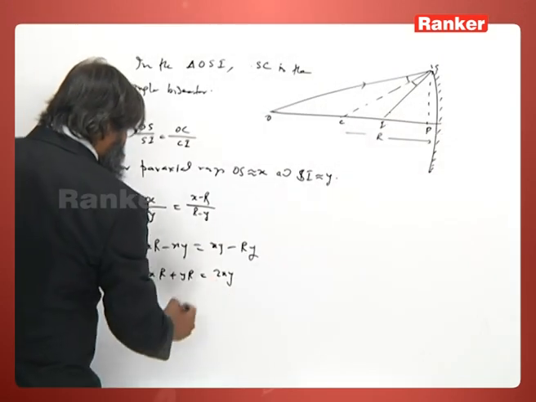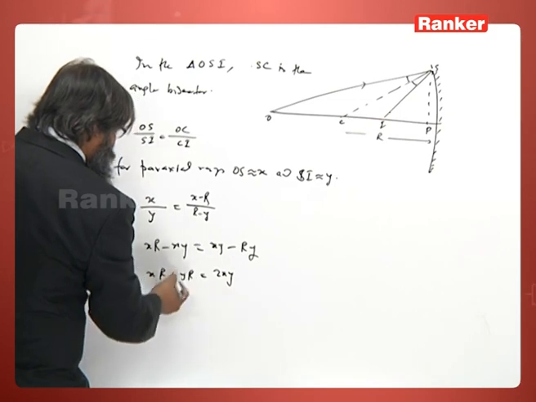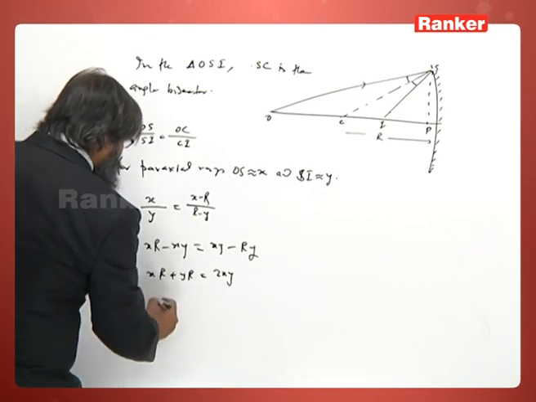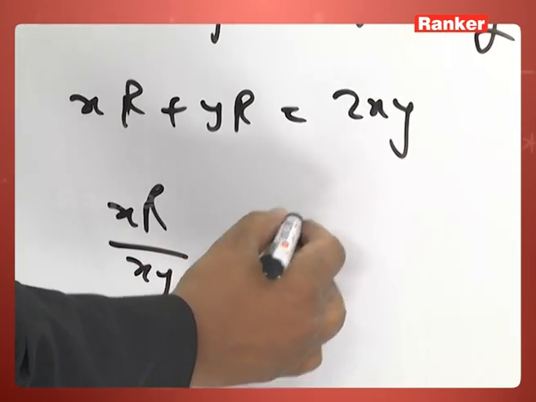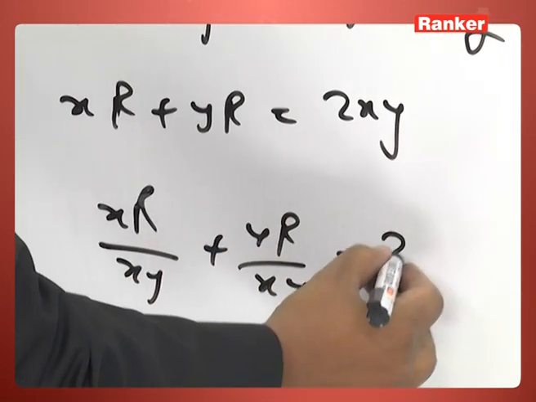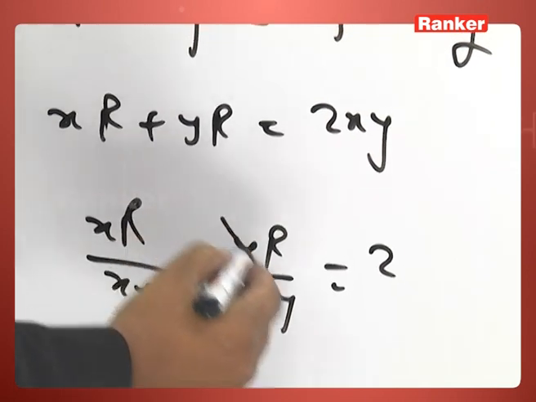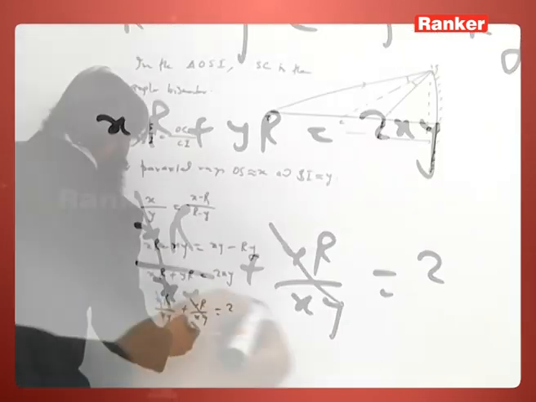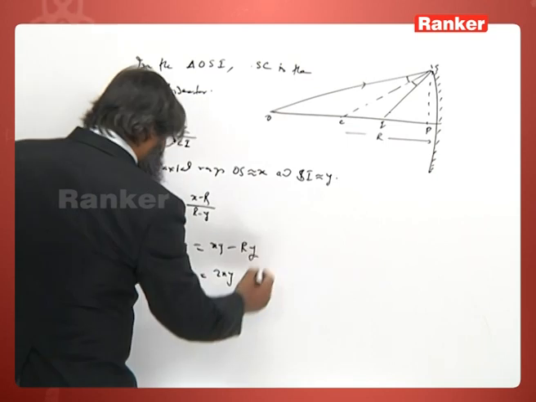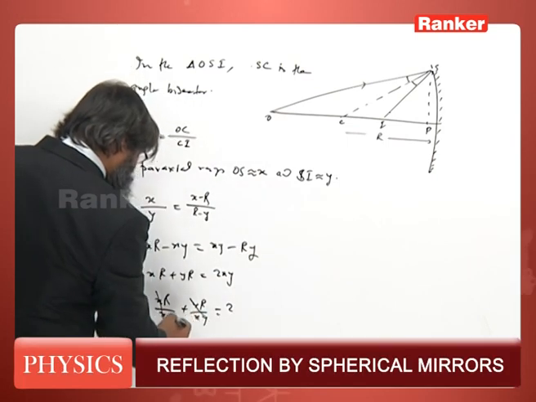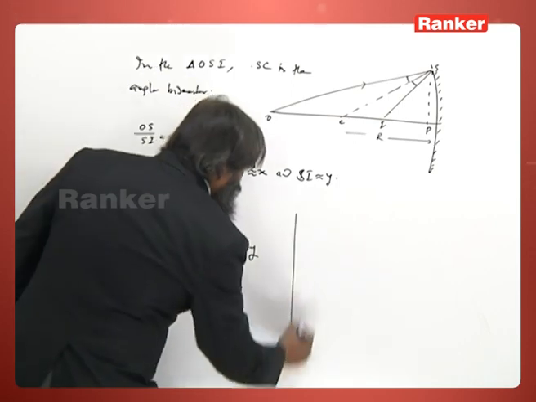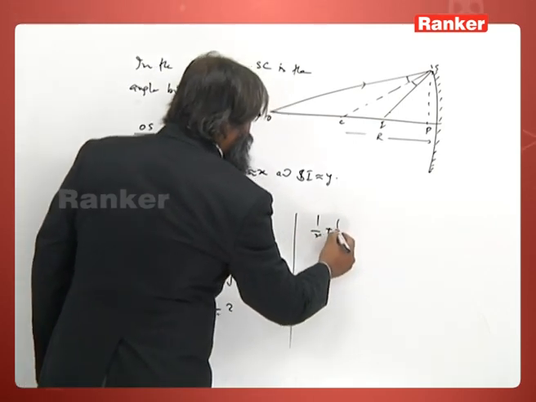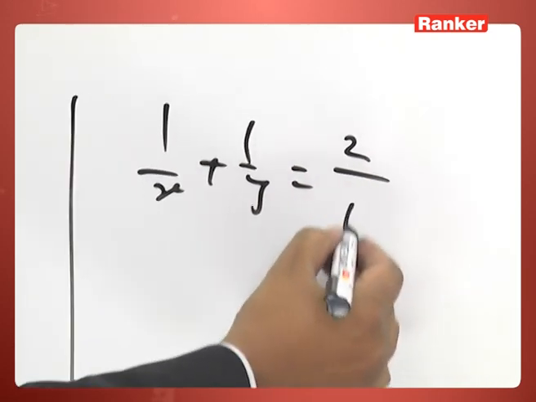Now if I divide by XY and R, bring that side. So XR by XY plus YR by XY is equal to 2. So here Y cancels, here X cancels. So if I bring Y this side, here Y cancels, and here it is 1 by X plus 1 by Y, we got 2 by R.